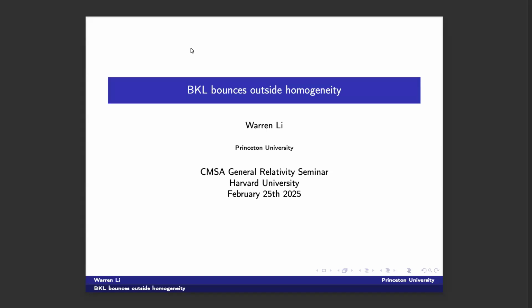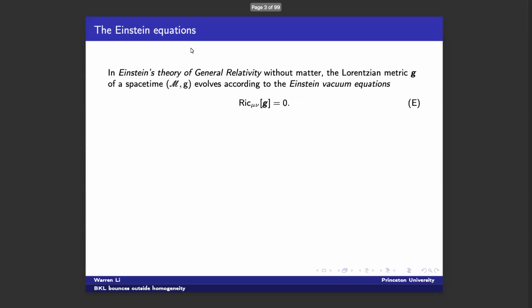Okay, so I'm going to be talking today about BKL bounces outside homogeneity. These words may be a little unfamiliar, so hopefully in the first few slides I'll try to introduce what this means. Let me first introduce the Einstein equation.